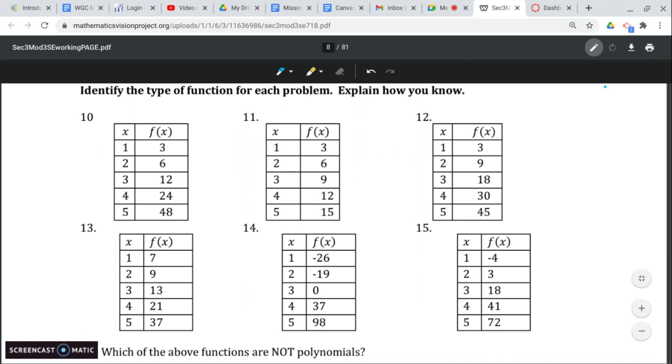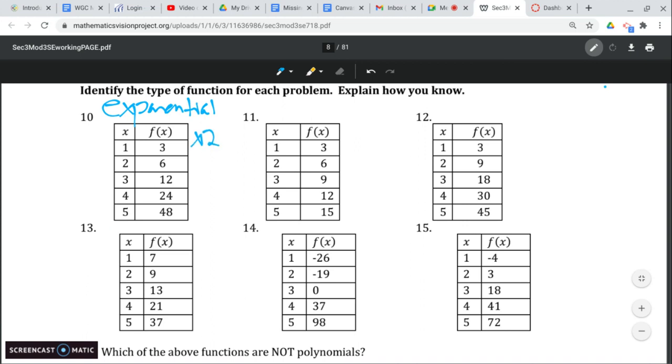So what do we notice? We're multiplying instead. 3 times what gives us 6? 2. 6 times 2 gives us 12. 12 times 2 gives us 24. 24 times 2 gives us 48. So that means this is exponential, times 2.